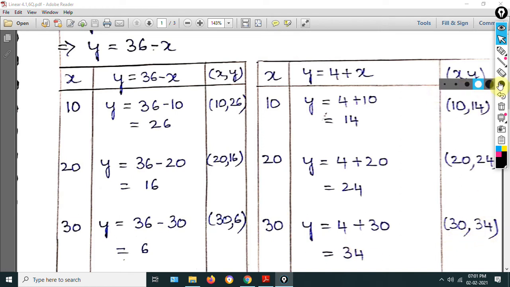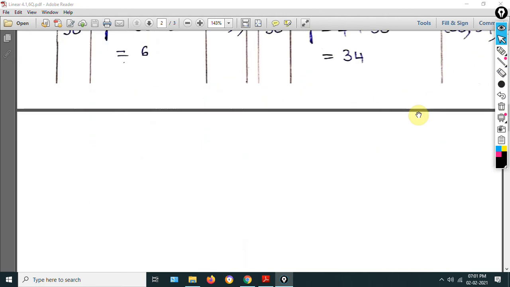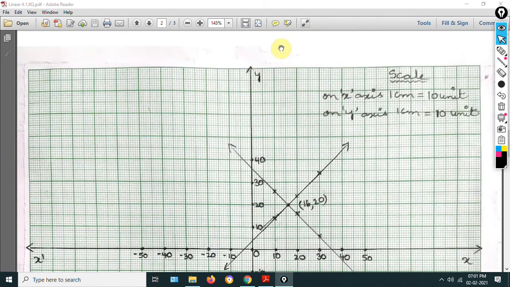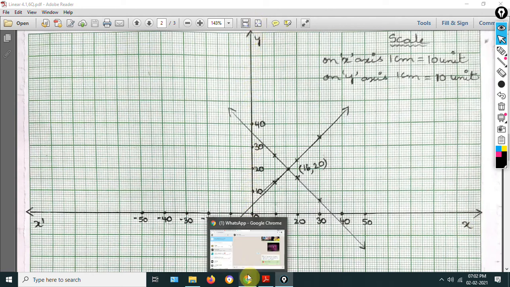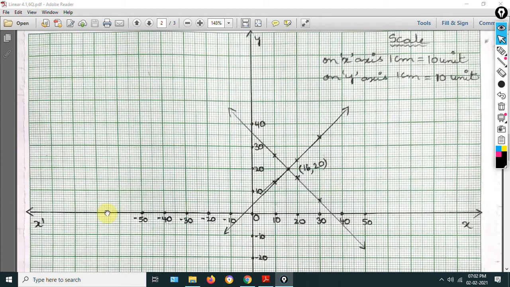Now what will we do? We will draw the graph for this. Okay, so we will take a graph paper. Here I am taking a graph paper. What do we call this horizontal line? We call this horizontal line the x-axis, and this vertical line we call the y-axis. Okay. And where the x-axis and y-axis intersect, we put 0 there, and we call that point the origin.